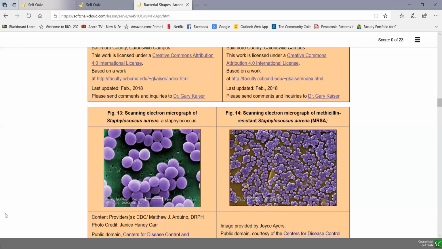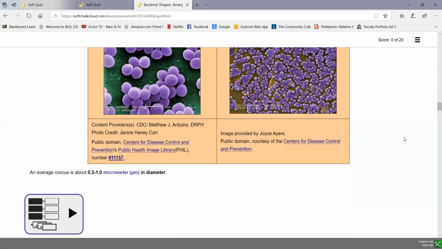Under a scanning electron microscope, we see Staphylococcus aureus with typical grape-like clusters. And in figure 14, some methicillin-resistant Staphylococcus aureus, or MRSA, where again we see a lot of nice little grape-like clusters of bacteria. Now, the average size of a coccus-shaped bacterium is about 1/2 to 1 micrometer in diameter. And when we see these magnified 1,000 times with our light microscopes in lab, an average coccus is going to look about the size of a period on a printed page. So they're very small.